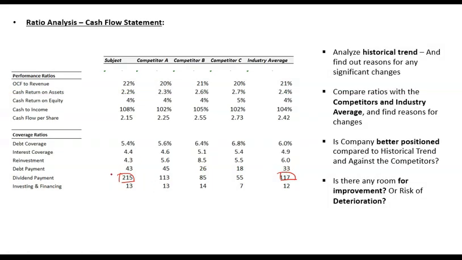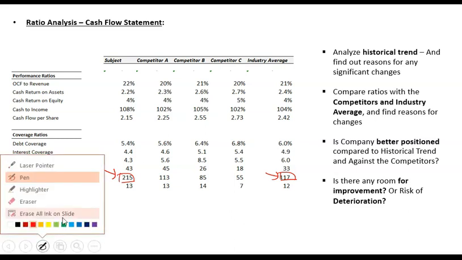Why? Because it is generating 215 times operating cash flow compared to dividend, while the industry averages 117. So that means it is paying lower dividends compared to industry norms, and there is a chance that it may increase dividends in future.